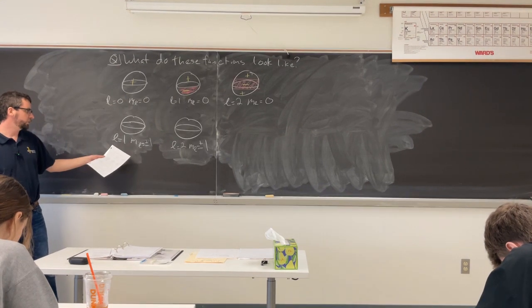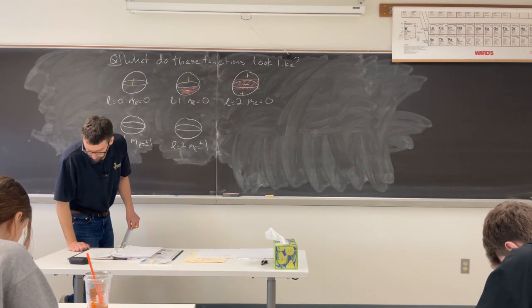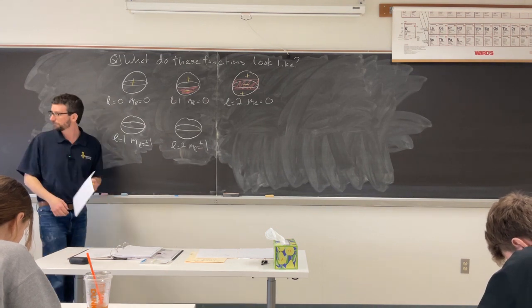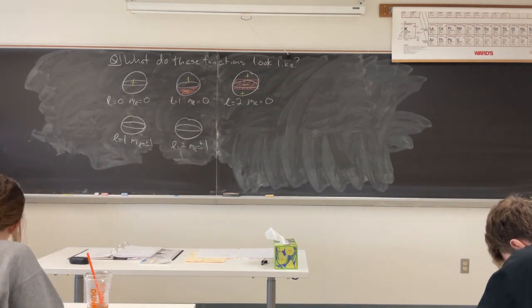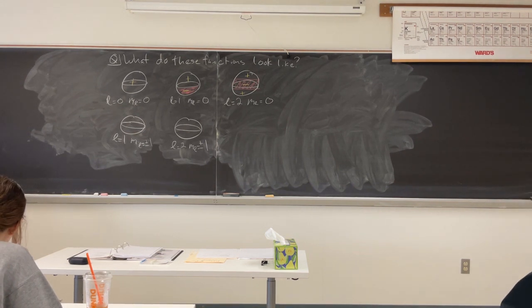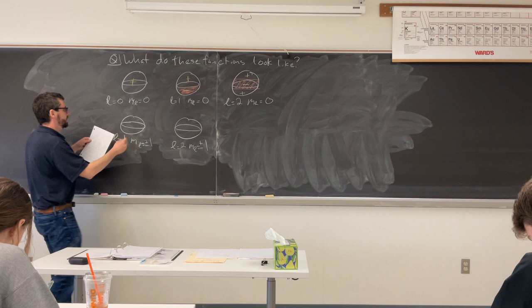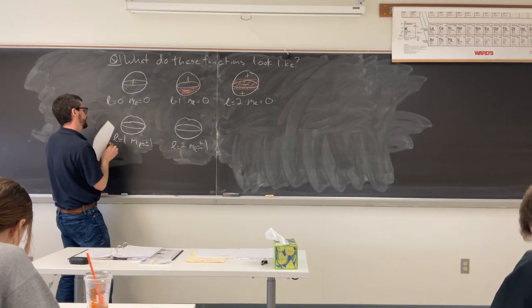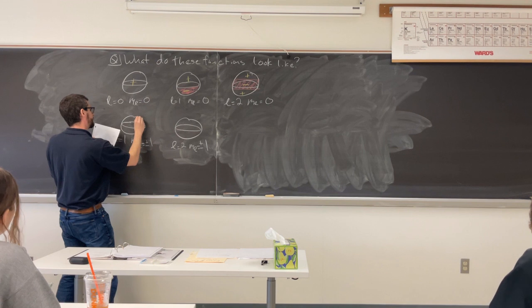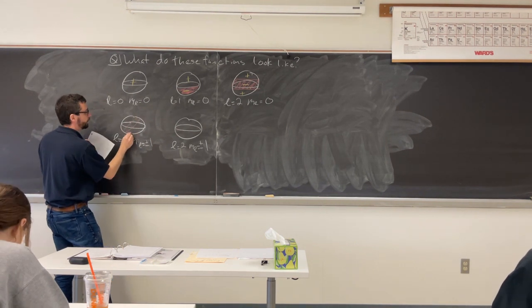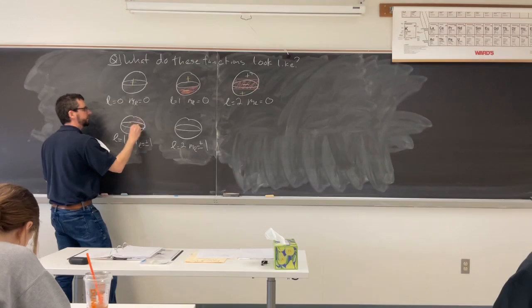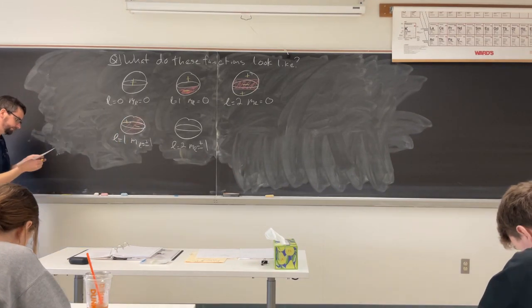Okay, let's look at L is equal to 1, ML is equal to plus or minus 1. What do you notice about that guy? So it's going to have a combination of the two, right? So there's a portion that gets cut in half. I'll try to draw it kind of along here, where one side will be negative, one side will be positive.